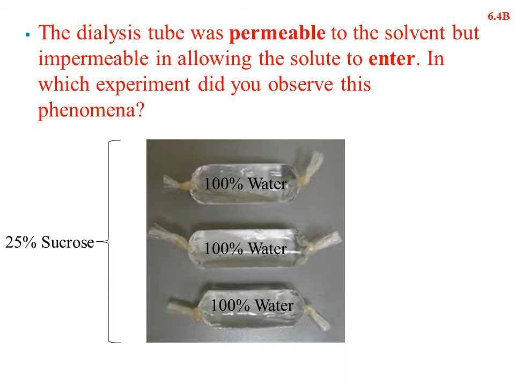The answer to that question is experiment 6.4b. In this experiment, you had water in the bags. Therefore, the bags were placed in a 25% sucrose solution. Therefore, sucrose could not enter the bag. So water that was in the bag moved out of the bag to dilute the sugar concentration.